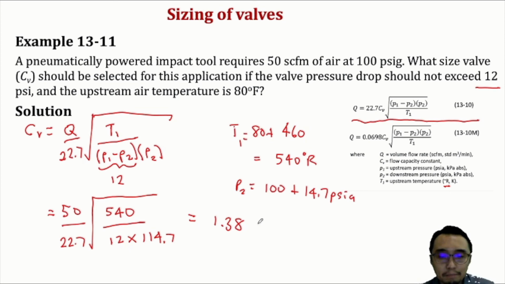If a CV less than 1.38 is selected, then excessive pressure drop will occur over the valve, so P1 minus P2 will be bigger. This will lead to system malfunction. However, if you choose a CV much greater than 1.38, then you will have an oversized valve, which increases the cost of your pneumatic system. So this is something that you need to think about.